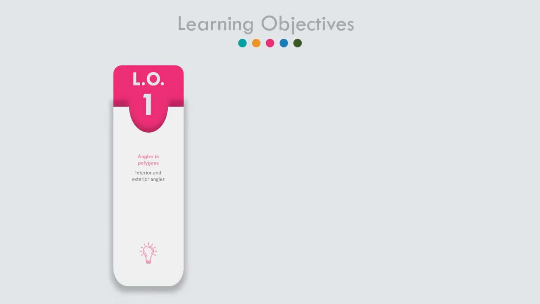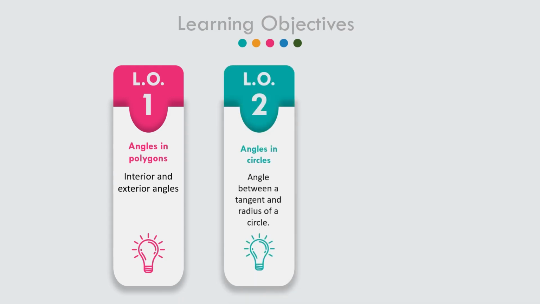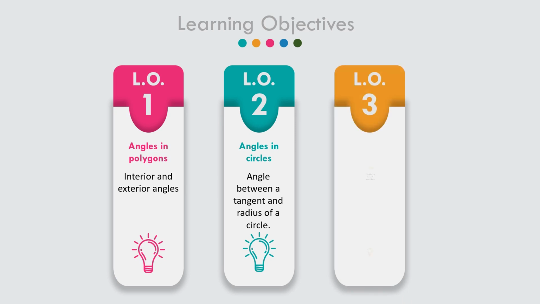Our first learning objective is to know the difference in properties between an interior and exterior angle. The second learning objective is to look at the angle between a tangent and the radius of a circle. Finally, our third learning objective is to complete some real GCSE questions.